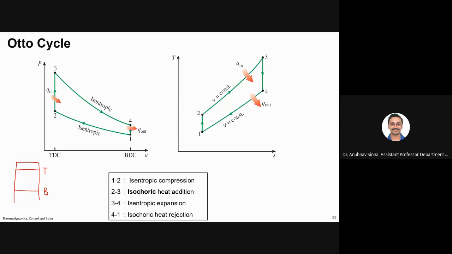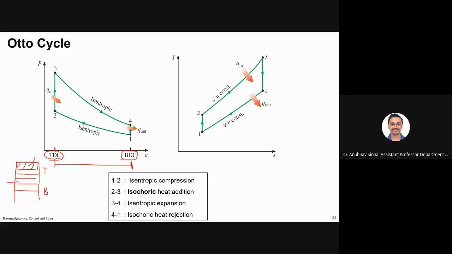This is the range where the piston can move, and this will define your volume. So volume will be maximum at BDC, volume will be minimum at TDC. Can anyone tell me what is the volume here? We have used one term, volume at the TDC. What is that called? Clearance volume. So this is clearance volume and this is swept volume. If you just look at this area, this is swept volume. This is clearance volume. This is clearance plus swept volume.